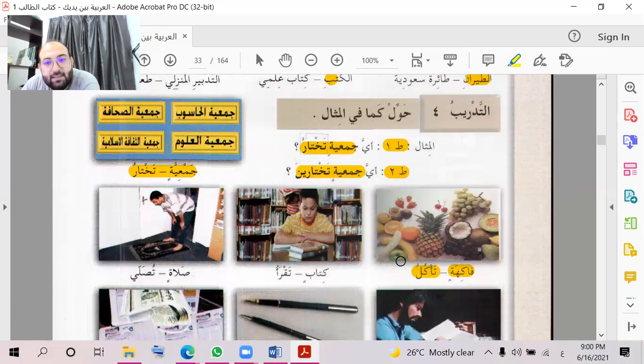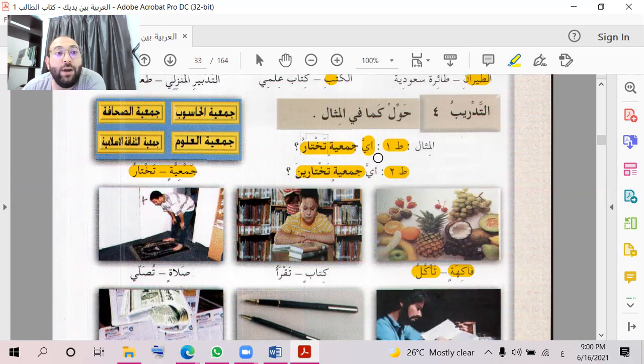Ustaz, why can't it be a verb sentence? I thought it can be a verb sentence. I didn't understand your question. As you said just now, أي فاكهة تأكل. Can it start with a verb? No, because أي should connect with an object.